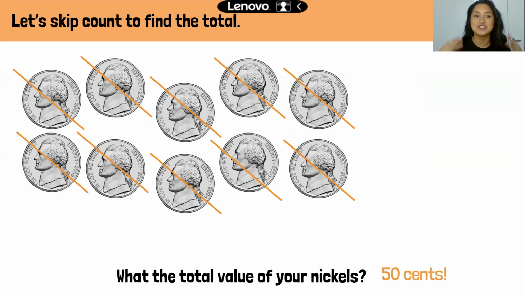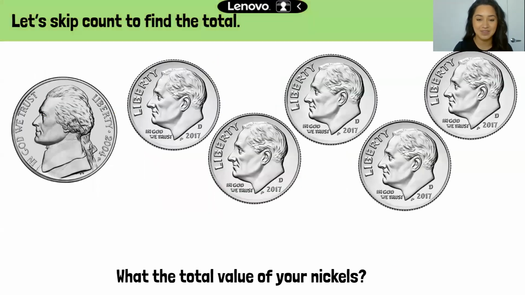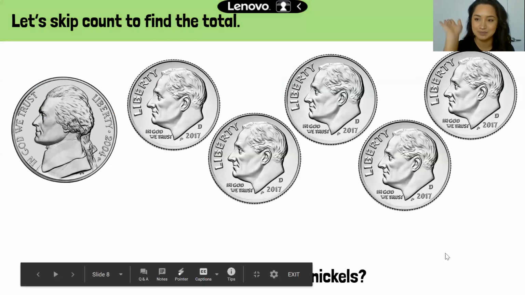50 cents. We just skip counted all of our nickels. Look at us go. All right, let's try another one. And I apologize for the typo down here. You'll know what I mean. All right, let's skip count.